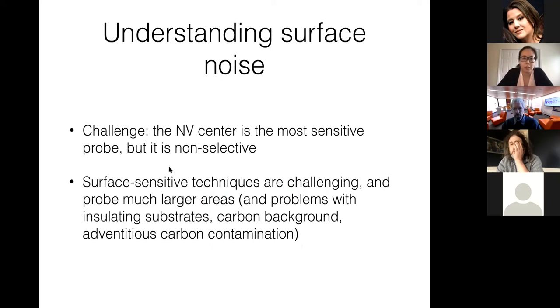So what we wanted to do was try to understand the surface noise by looking at the material directly. And there are a number of surface sensitive techniques. They're all challenging in their own ways, but maybe more fundamentally, they probe much larger areas with fairly low sensitivity. So a priori, it's not obvious that your surface sensitive technique is going to give you information that is useful from the point of view of improving NV centers. And in addition to that, there's a number of sort of technical problems working with diamond specifically.